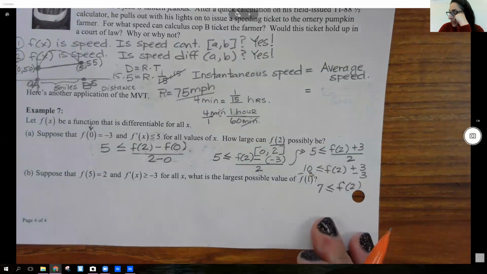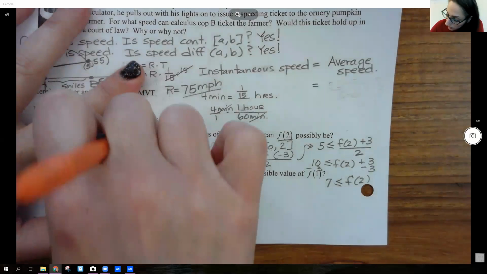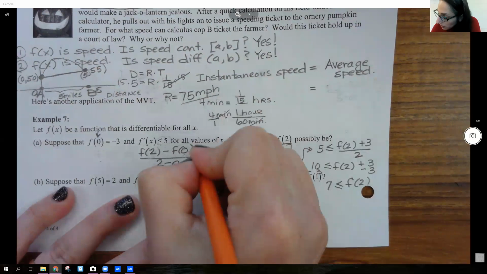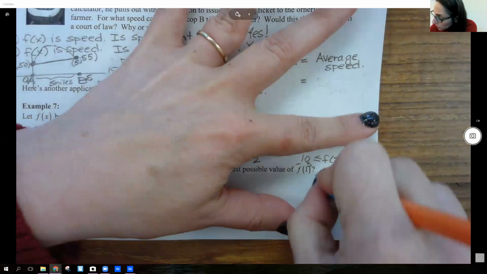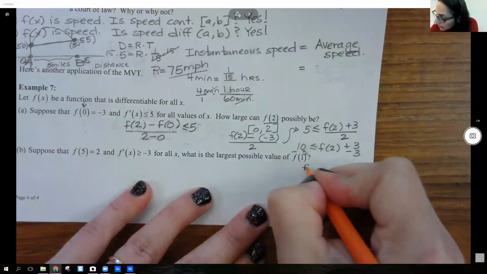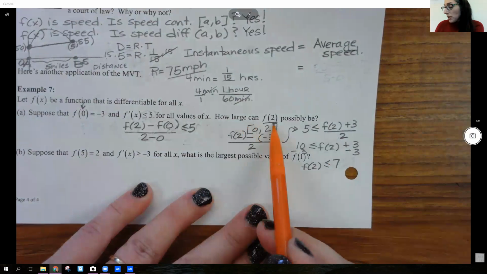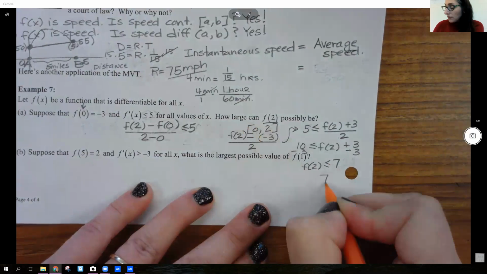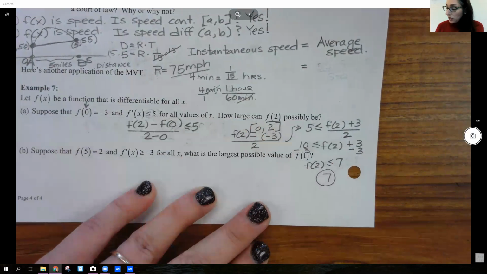And now that I look at it, it needs to be on the other side. I was right the first time. Oh my goodness, I'm sorry, you guys. I shouldn't have second guessed myself. So this should have been over here. Otherwise, our answer doesn't make sense. So you're going to switch places. F of 2 is less than or equal to 7. So how large can f of 2 be? F of 2 can be at most 7 in order to satisfy those equations.